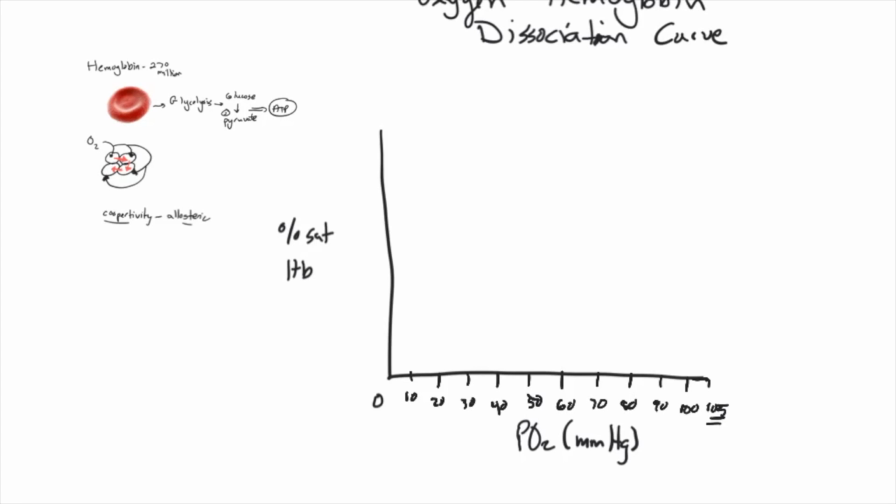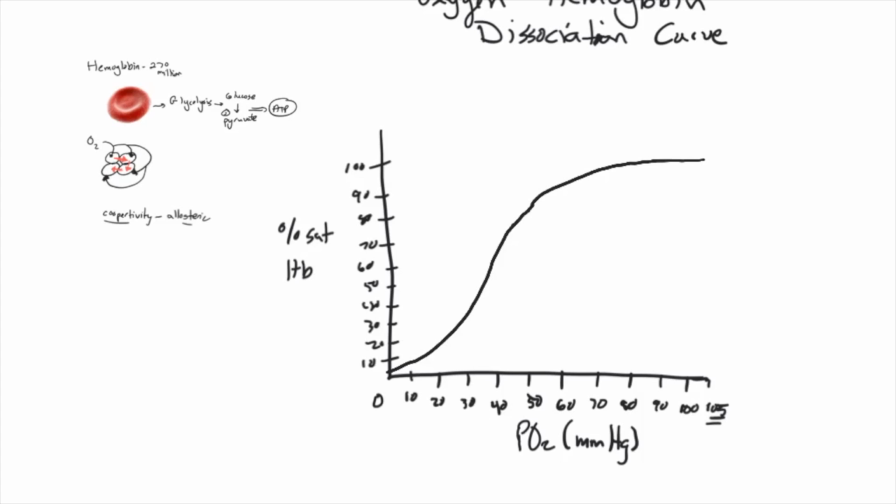Remember that we said the partial pressure at the lungs is 105 millimeters of mercury. Now we're going to go up our y-axis, and we're going to do the same thing: 10, 20, 30, 40, 50, 60, 70, 80, 90, and 100. Now, let's draw our sigmoid shape curve. So we're going to start at 105, and we're going to try to maintain this curve, and we're going to come straight down into 0.